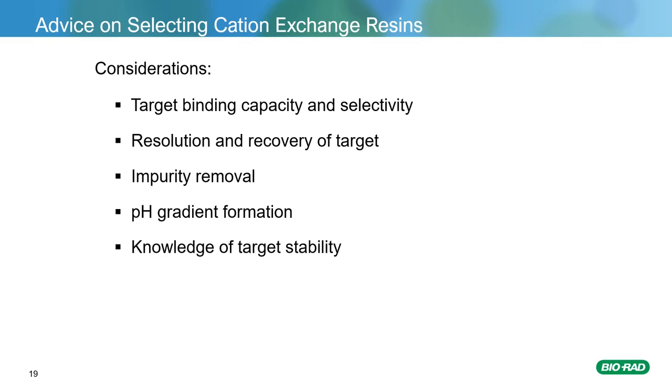Having good knowledge of your target stability can be very helpful. You don't want to be operating in conditions that might lead to loss of function of your product. And then finally, you really want to screen multiple resins as much as you can. It's always good to have a good library of options depending on what your challenge is, so that you're able to get your product off as high purity and as high yield as possible.